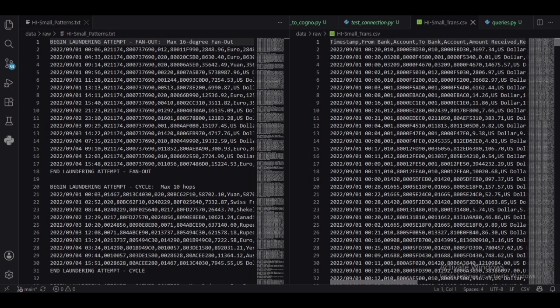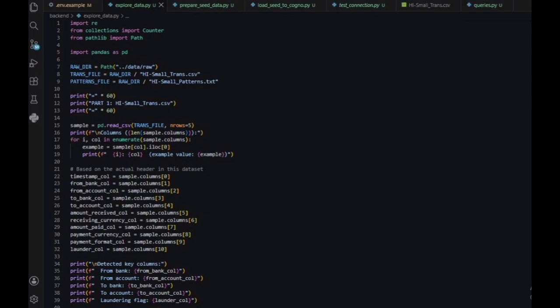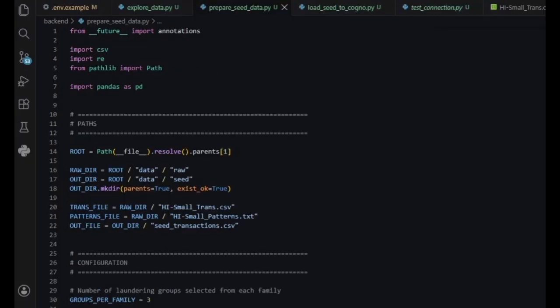Then I perform data exploration to understand the data structure, checking the columns and identifying the useful fields. This step helps us confirm that the data was usable and how the laundering patterns were organized. Then preparing the seeds. This is important because the full dataset is very large. So instead of doing everything, I created a smaller graph that preserves key suspicious structures. The seed data includes laundering transactions taken directly from the pattern file, and selected sets of normal background transactions. This makes the graph manageable while still keeping the real fraud patterns intact.